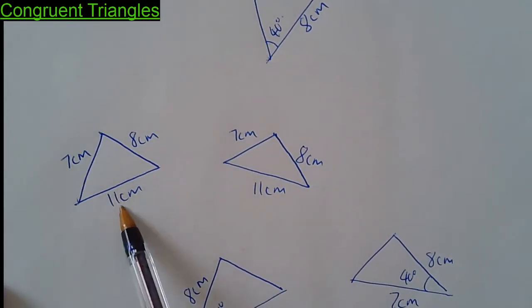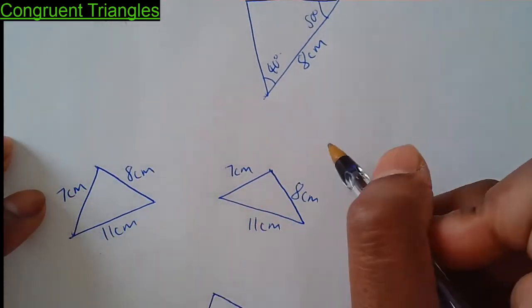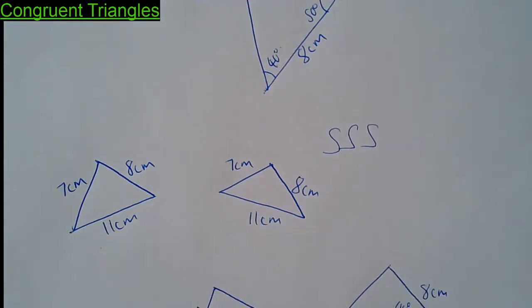You can see all three sides are the same. Look, 7, 11, 8, 7, 11, 8. This is what we call side, side, side. These are congruent.